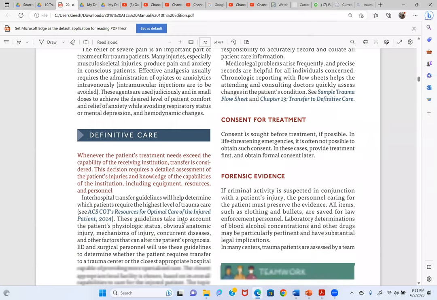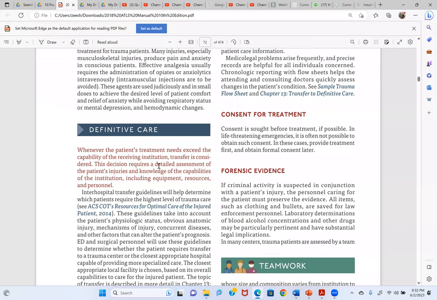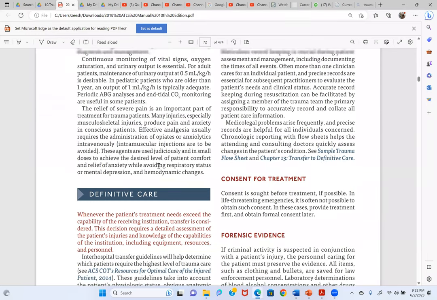So, definitive care: whenever the patient's treatment needs exceed the capability of the receiving institute, you have to refer. So that is the concept of transferring to a better place.